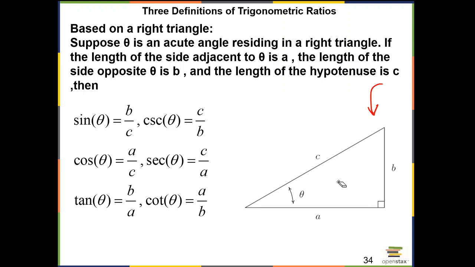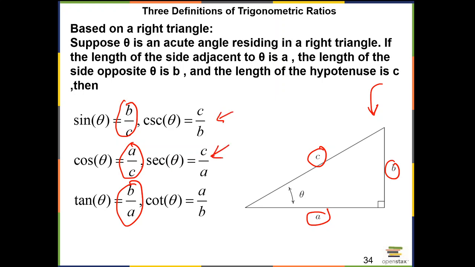So in a right triangle, there are 3 sides. 2 of them are called legs, right? And this one is called the hypotenuse. Hypotenuse and 2 legs. Now, there are 6 different ratios you can write using these 3 numbers, A, B, C. And they're all given here. Either B over C, or A over C, or B over A, or reciprocals. You just flip them, right?